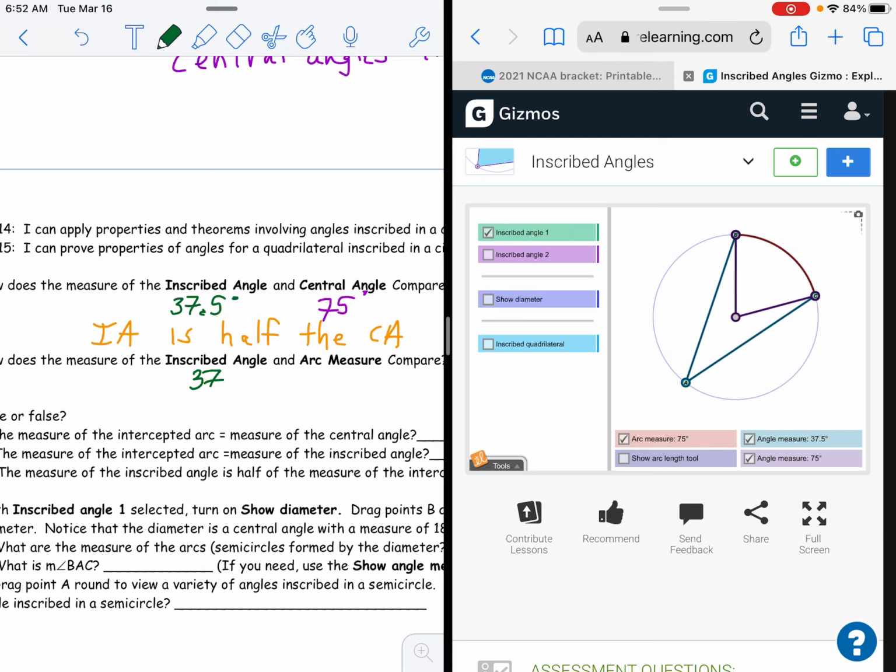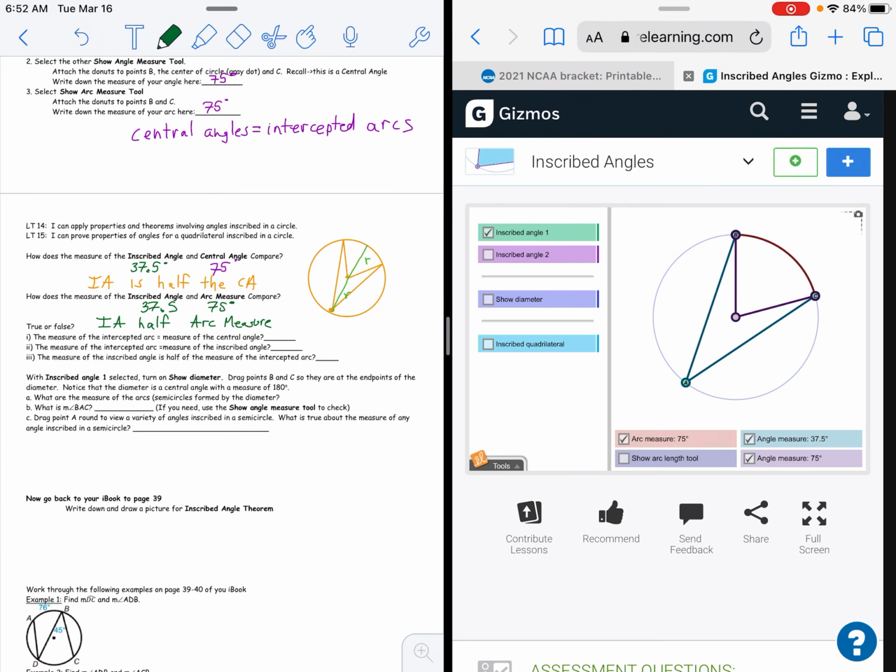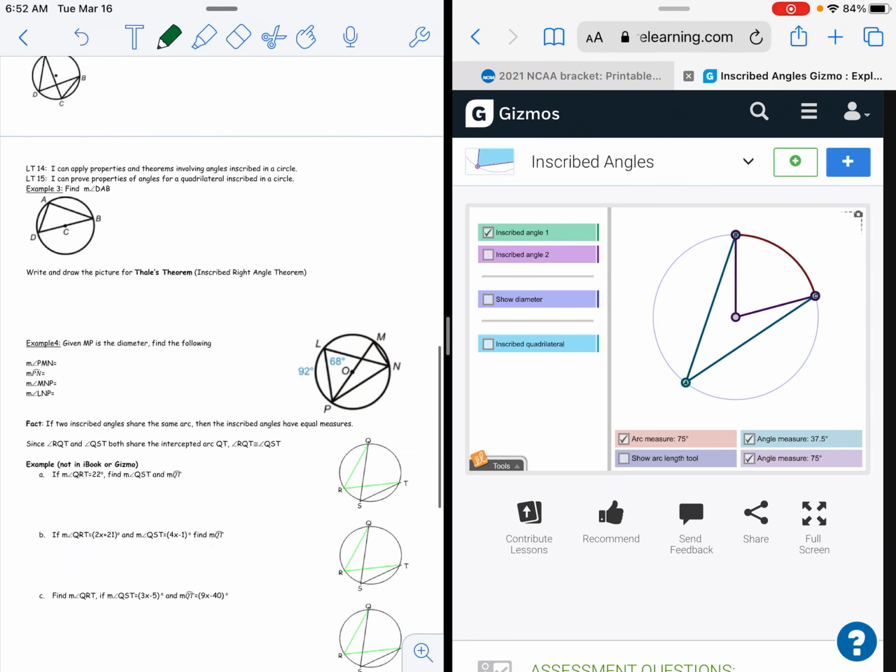Similarly, the inscribed angle is 37.5 and the arc measure was 75 degrees. So you could say the inscribed angle is half the arc measure. That's all we'll do.